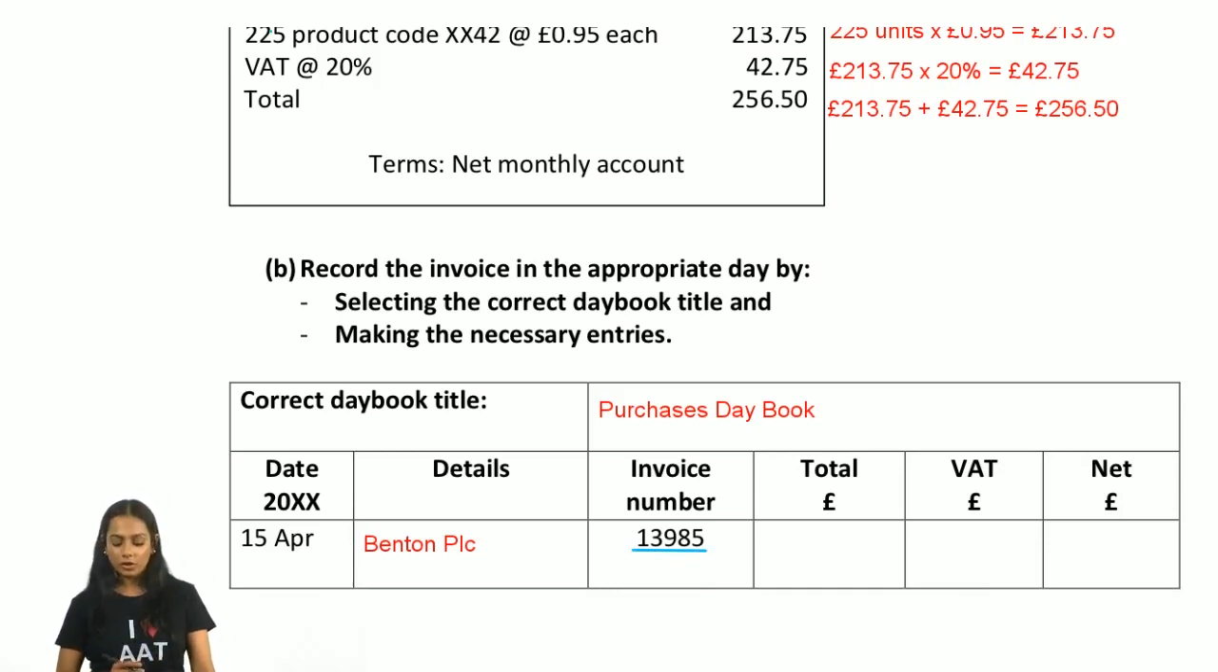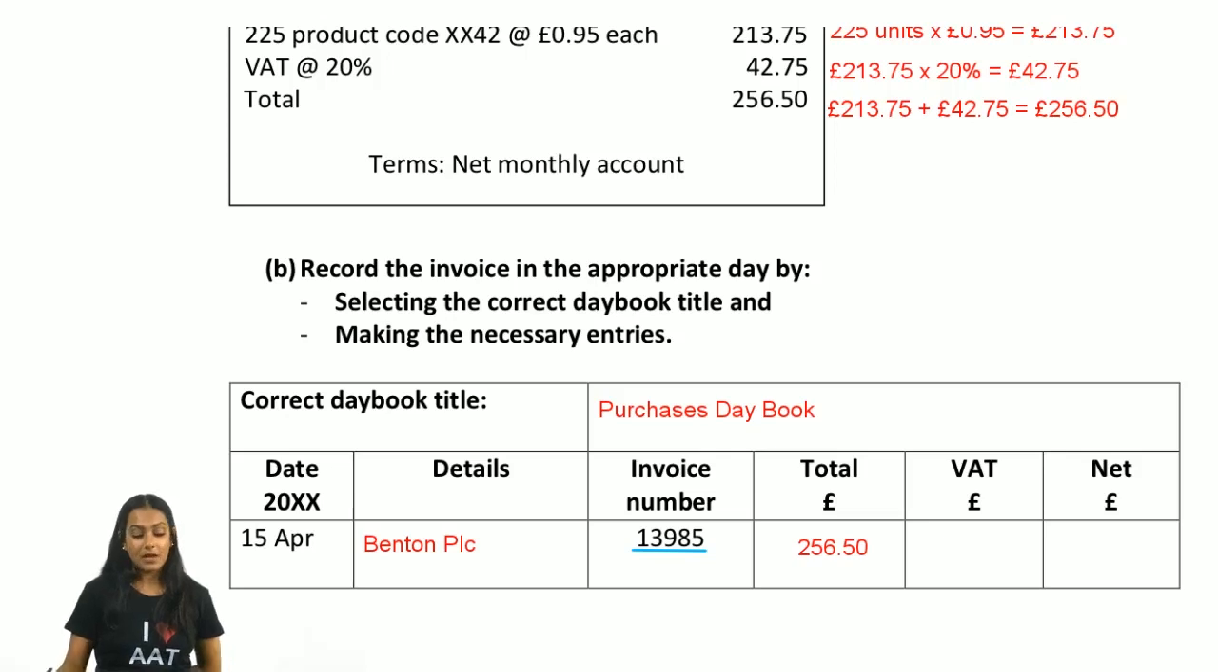Now we include the total, the VAT, and the net amount. Right. The total amount that we have calculated is £256.50. This is the amount due to the supplier. So you do 256.50.